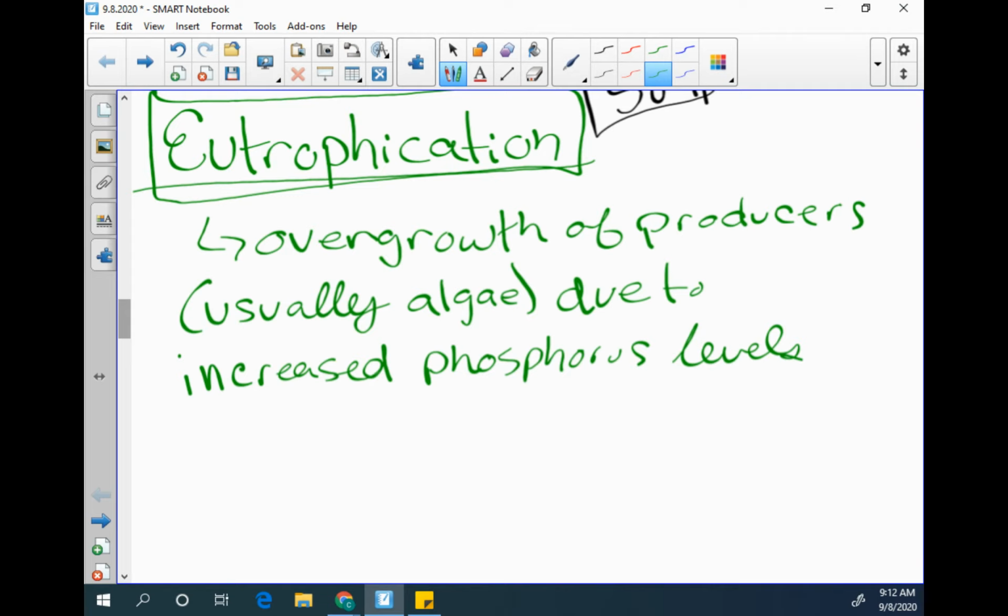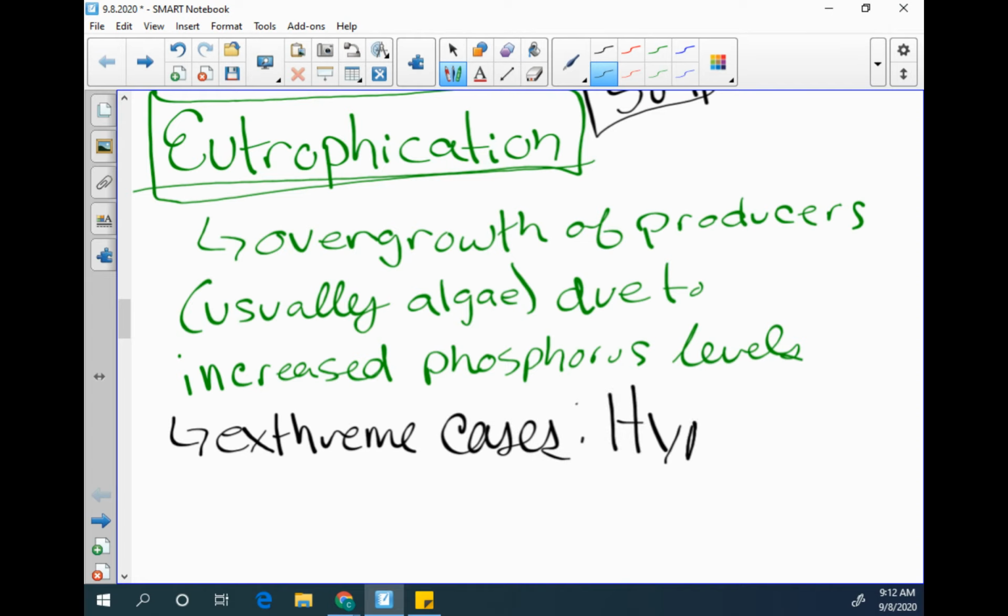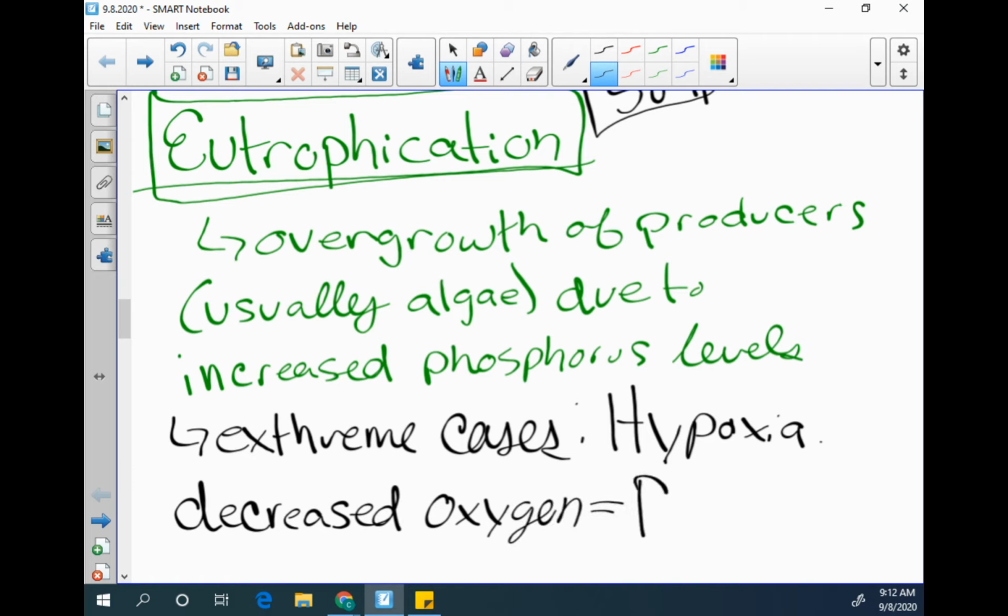In extreme cases, this can lead to something called hypoxia. Hypoxia is essentially decreased oxygen in the water. And this can lead to dead zones. So, this is why it's really, really important to farmers.